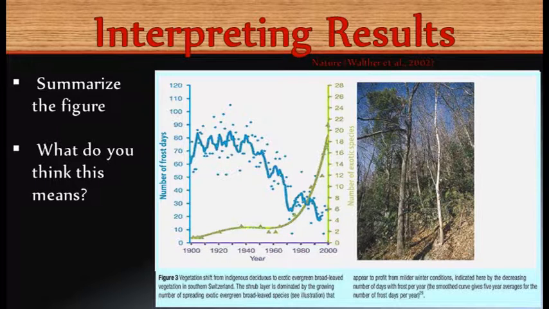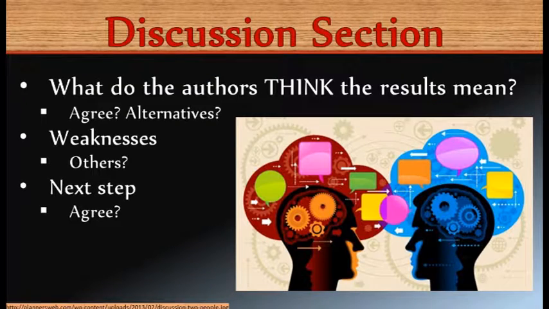Okay, let's try one more. Try to interpret or summarize the figures shown. So what this figure is showing is that while the number of frost days decrease, the number of exotic species seem to be increasing. And I was just able to get those conclusions from the screenshot shown.